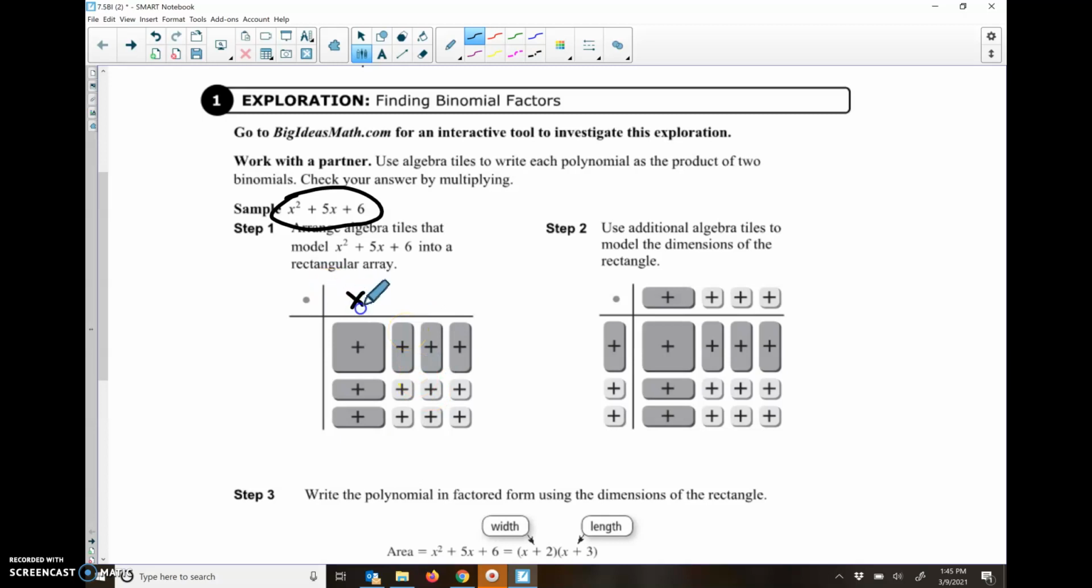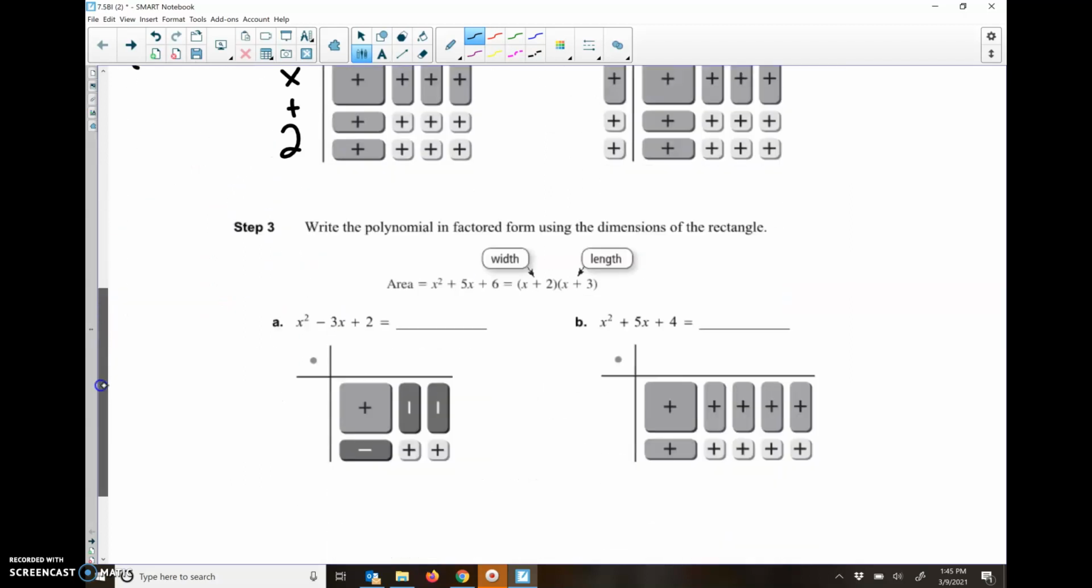Well, the only way to get to x squared is x and x, and then to get from x to 3x, you need a 3 here, and then to get from x to these 2 x's, you need a 2 here. So this is what your parentheses would look like. It would be x plus 3 and x plus 2. And that would get you x squared plus 5x plus 6. That's one way to do it.